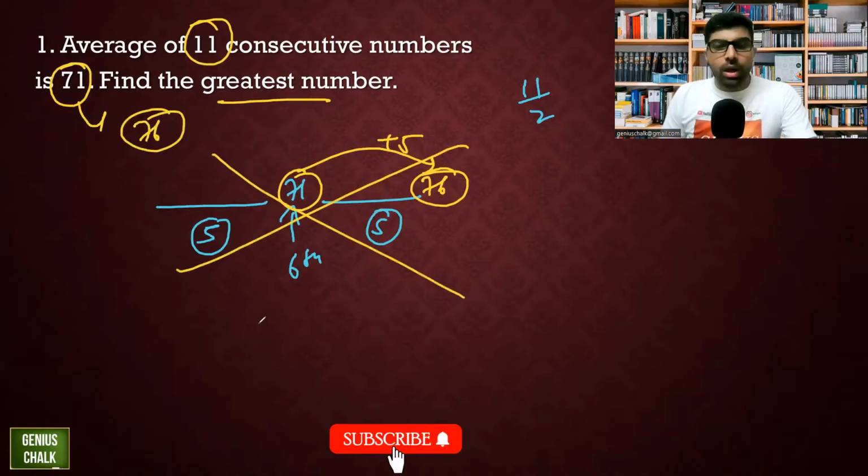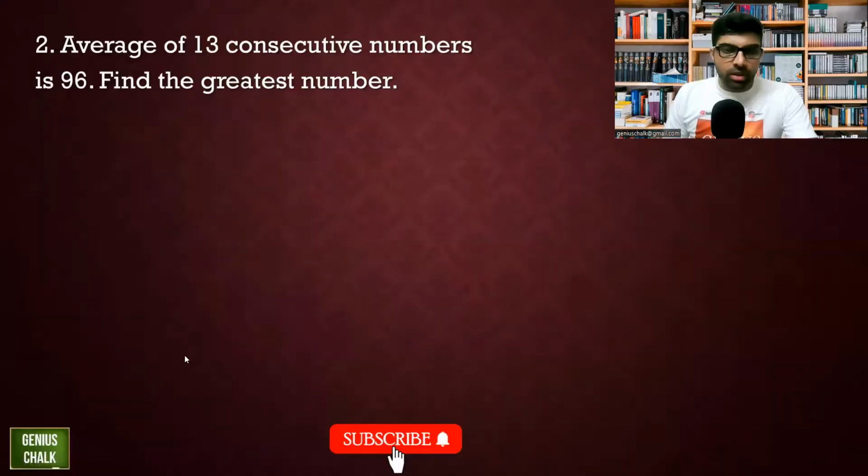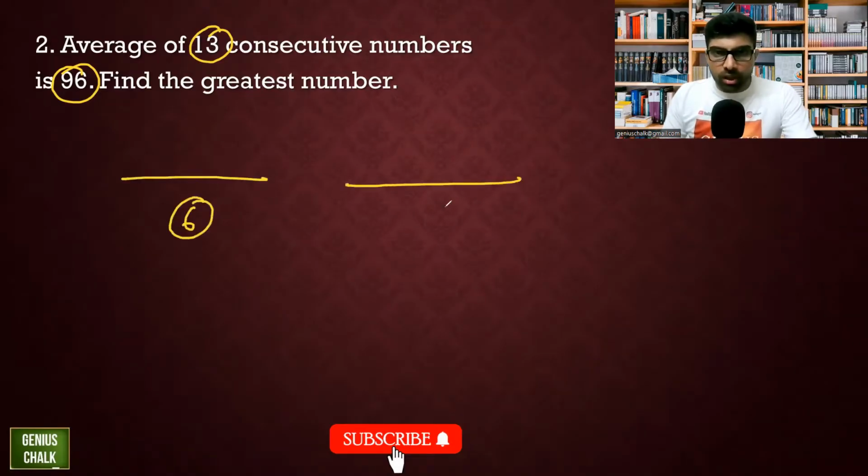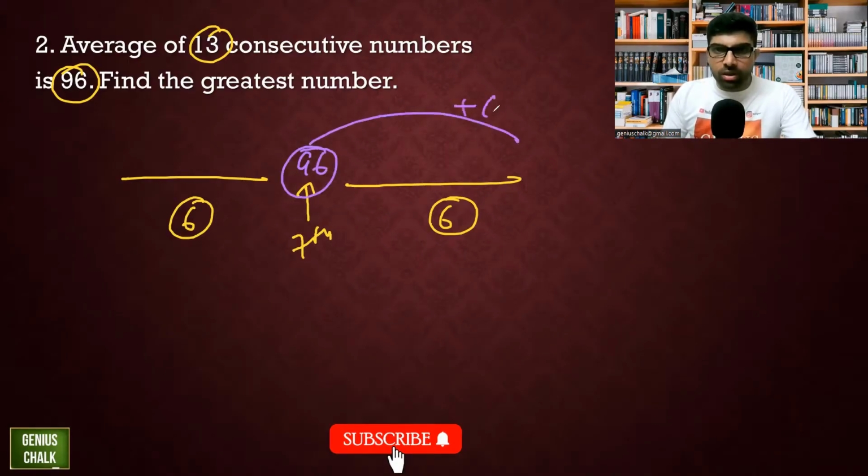There is no need to make it like this as well, right? So you can make the second question like this as well. 13 observations, 96 is the average. 13 by 2 is 6.5. So 6 observations leave onto the left, 6 observations leave onto the right. The middle one, the 7th observation, has to be my average, and that is 96. And after 96, there are only 6 numbers, and every number has a difference of 1. That's why I'm directly adding 6. So 96 plus 6, 102.